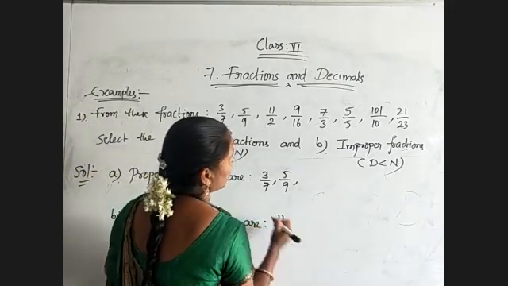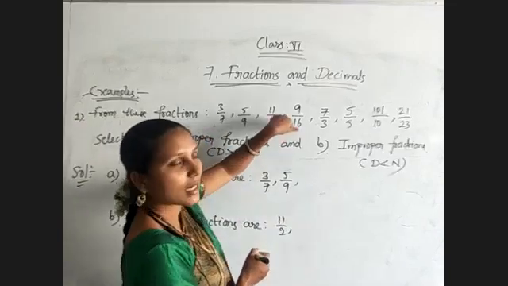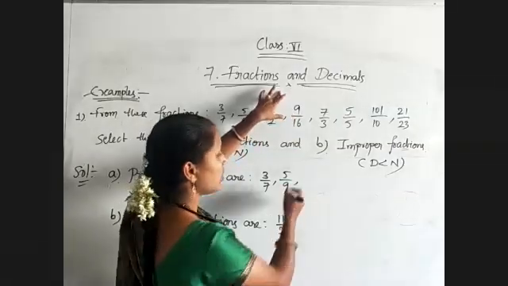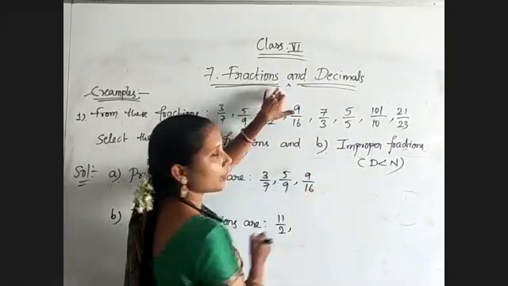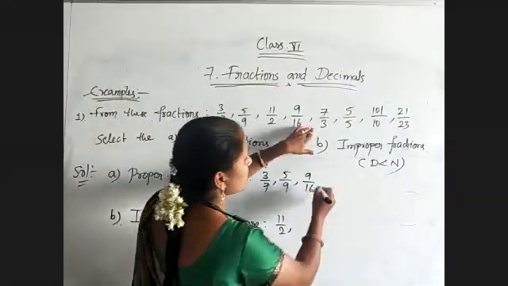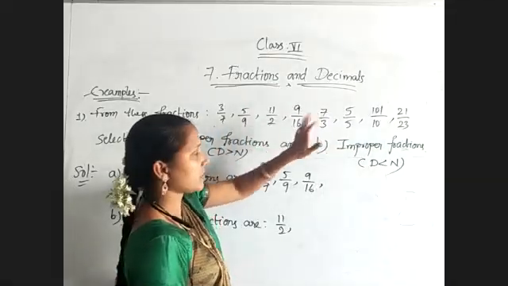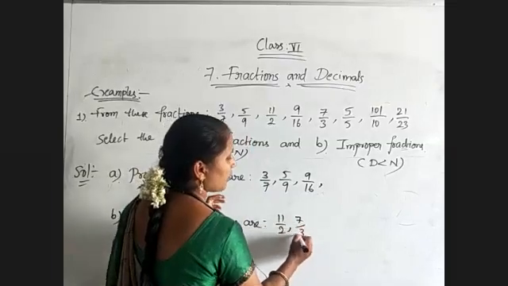So improper fractions are 11 by 2. Then coming to 9 by 16. In 9 by 16 also the denominator is more than the numerator. So 9 by 16 is a proper fraction. Coming to 7 by 3. 3 is less than the numerator. That's why 7 by 3 is an improper fraction.